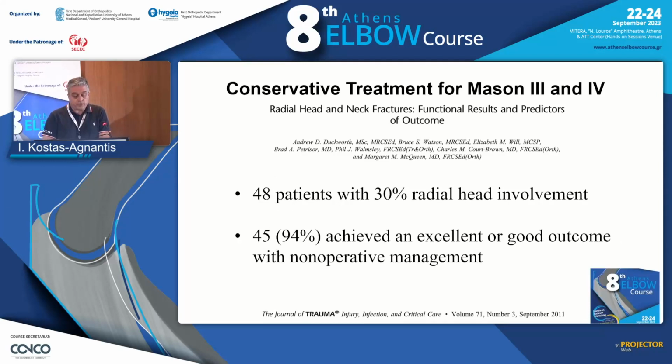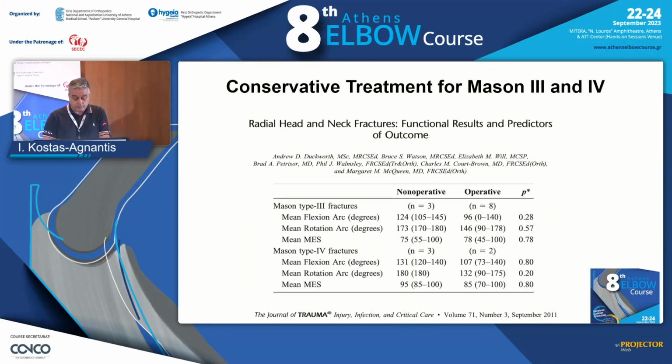48 patients with involvement of more than 30% of the radial head, 94% of them achieved excellent or good outcome with conservative treatment. As far as the non-operative treatment for Mason 3 and 4, there were 11 patients in type 3 and 5 patients in type 4, 6 non-operative and 10 operative. There was really good elbow flexion in two groups, and pronation and supination for type 3 and for type 4 with conservative treatment.